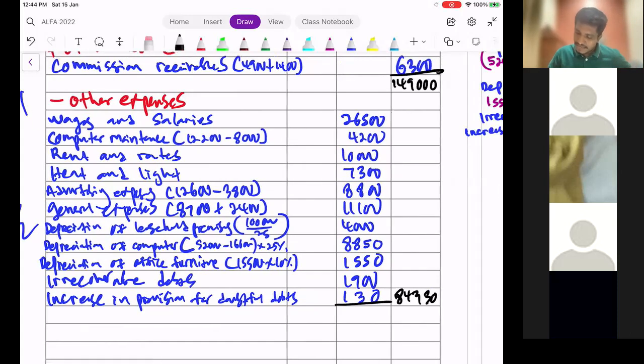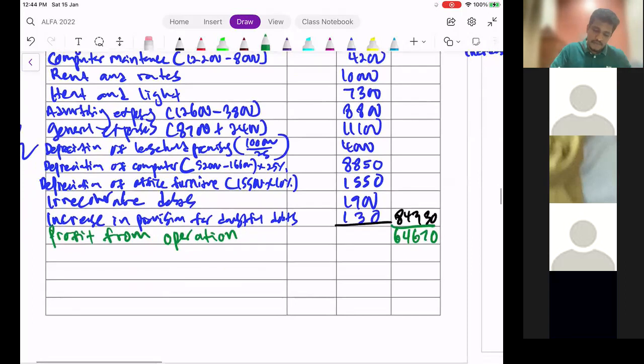So 149,000 minus 84,330, I get 64,670. That's my profit from operation. Profit from operation, minus the bank loan interest. Bank loan interest must come after the profit from operation.